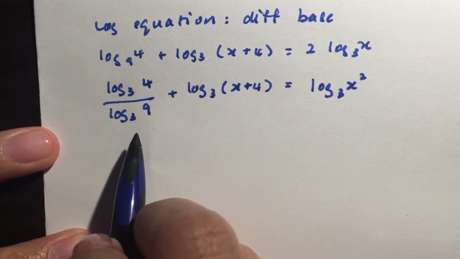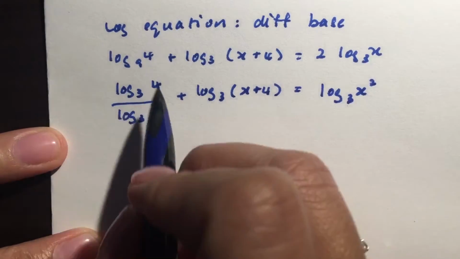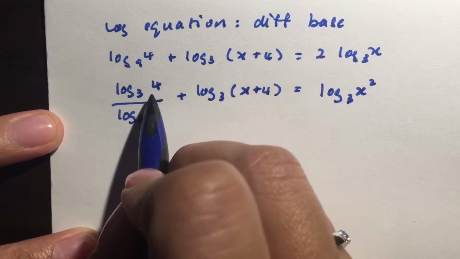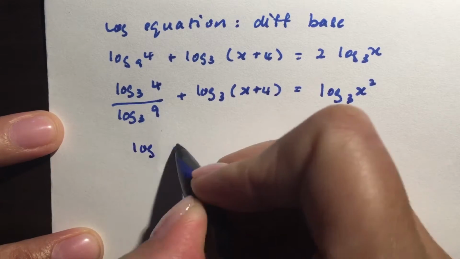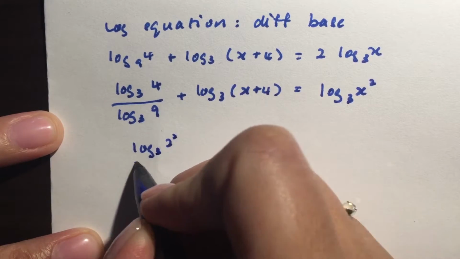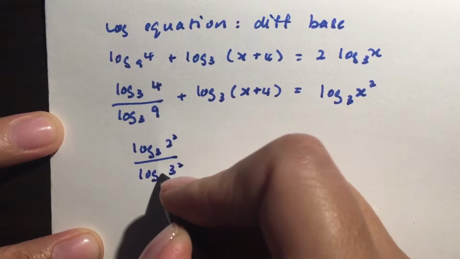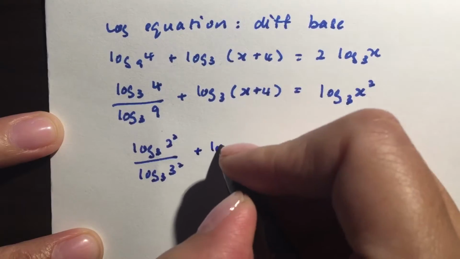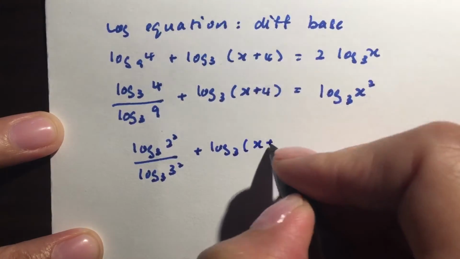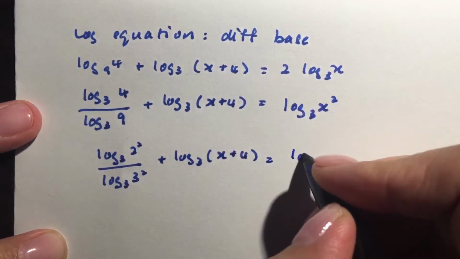Now for this one here, I'm going to try and simplify this. So 4 is the same as 2 squared, so I can have log 2 squared, this is base 3. 9 is the same as 3 squared. Alright, and no change for this, and no change for this.